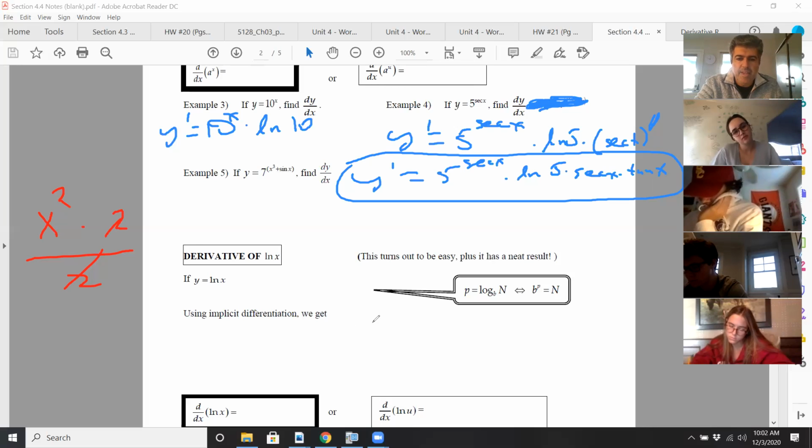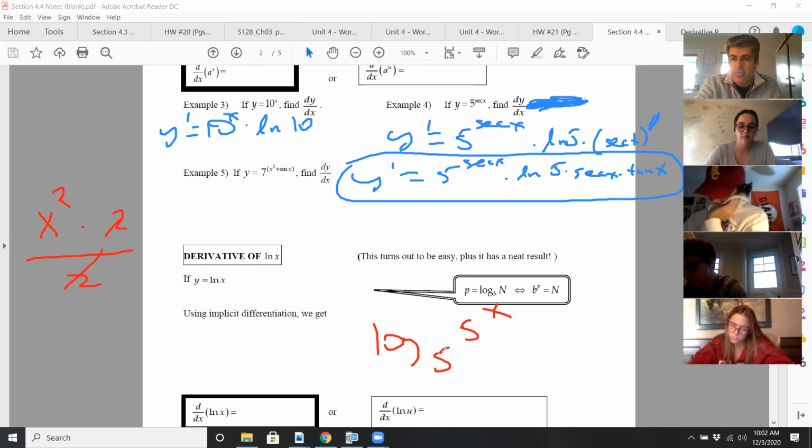Now, where things get a little dicey is with the logs. If I have log base 5 of 5 to the x power, yeah, then those 5's would cancel. Now you just get x. And we're going to hit up logs in just a little bit.